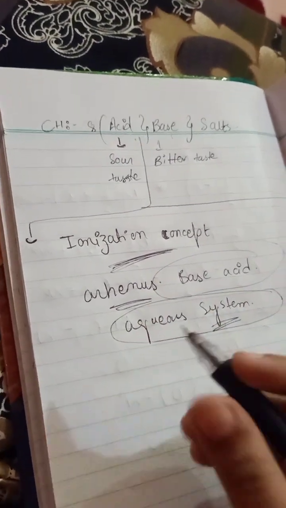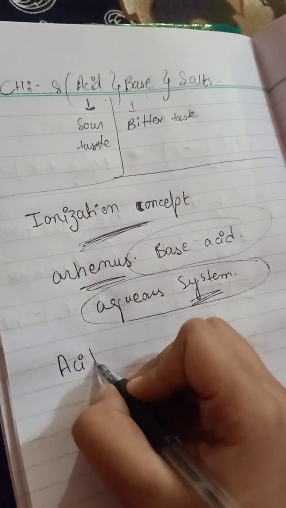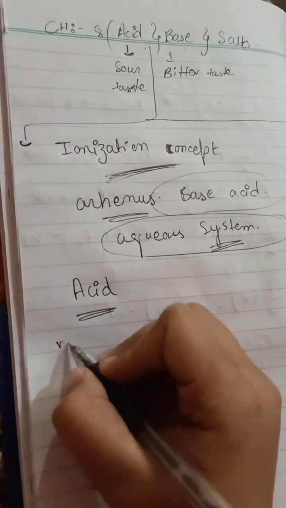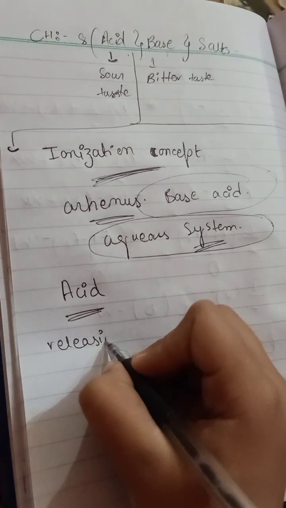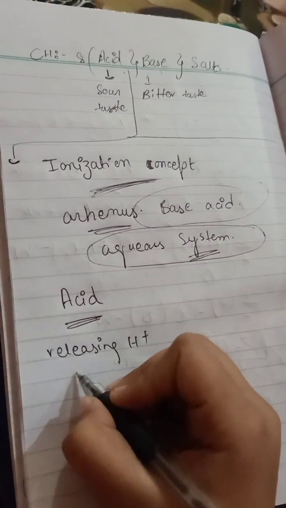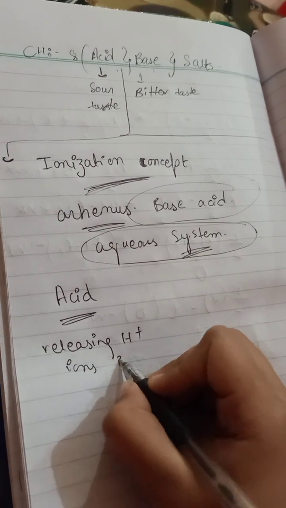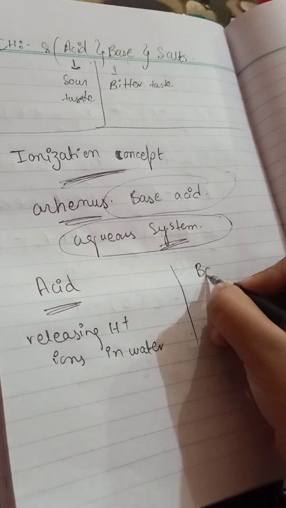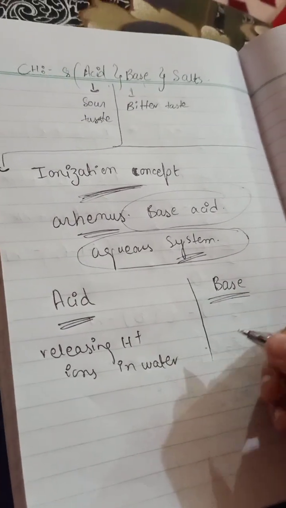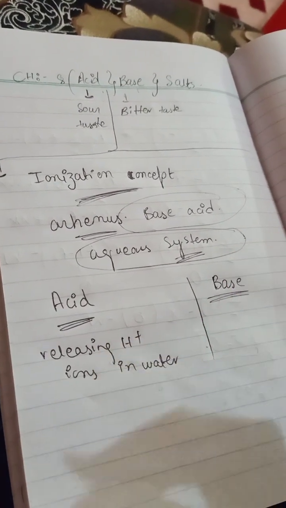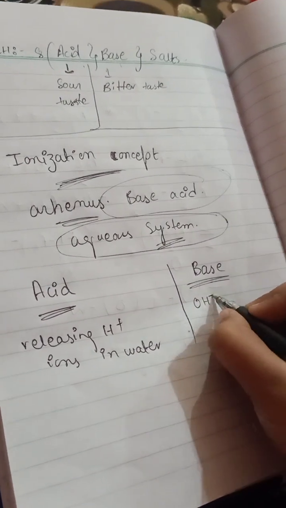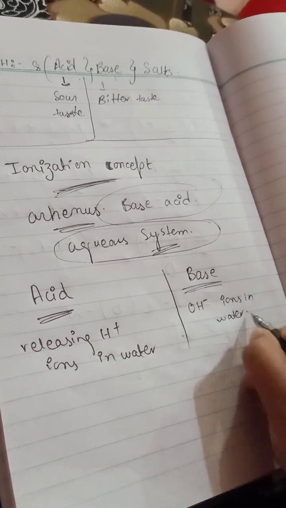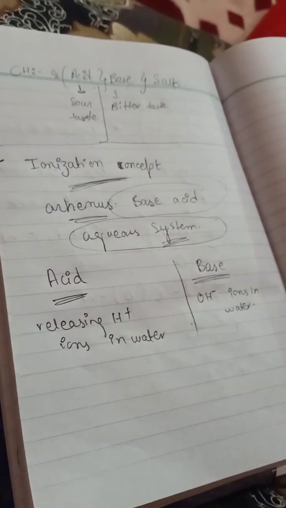If we talk about the acid, he said that a compound is an acid when it releases hydrogen ions in water. And if we talk about base, he said that the compound that releases OH ions in water is called a base. Let's see how.